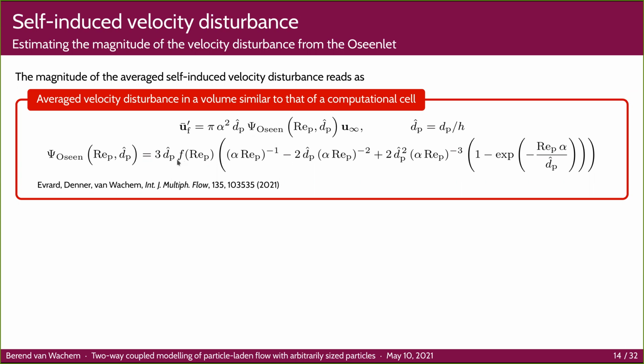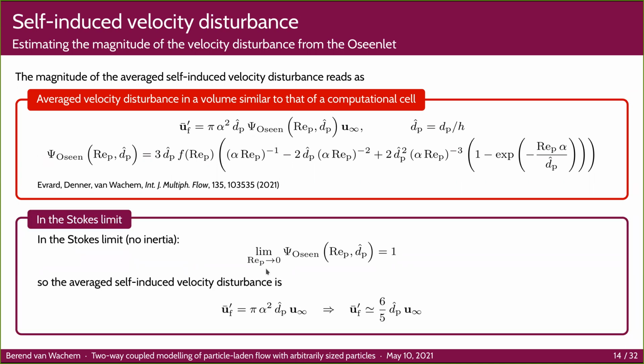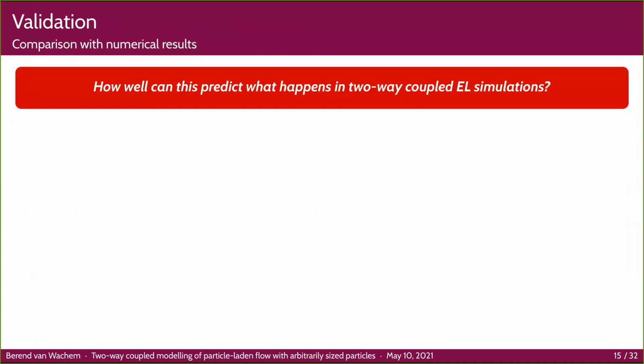And again, this is a complicated expression, and I don't want you to look at it too much. The only thing which is important to realize is that if we have the Stokes limit, then this correction term goes to 1, and it will go to a slightly lesser value as the Reynolds number goes up. The nice thing is that it gives us a closed form of the self-induced velocity of a particle, which is pi times alpha squared times dp hat times u infinity, about 6/5 times dp hat times u infinity. So that's the maximum error you could get if you're doing a Lagrangian particle tracking simulation.